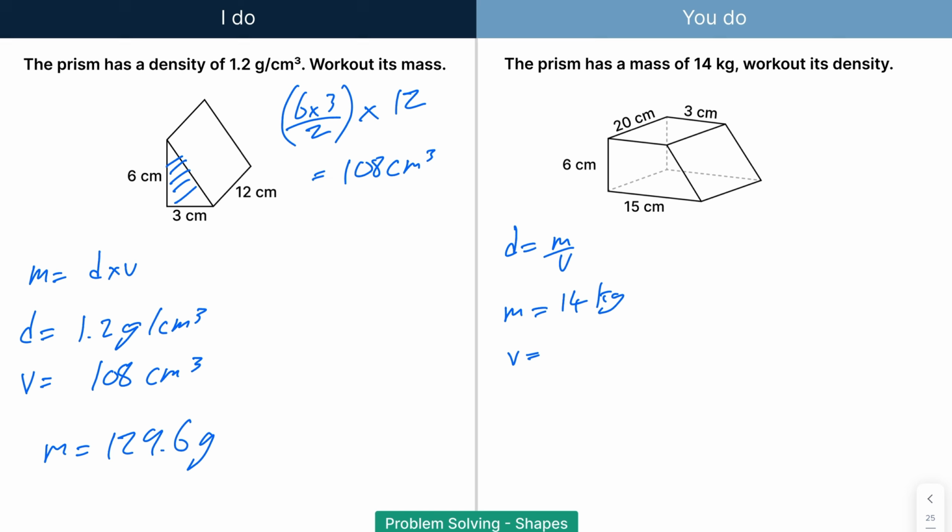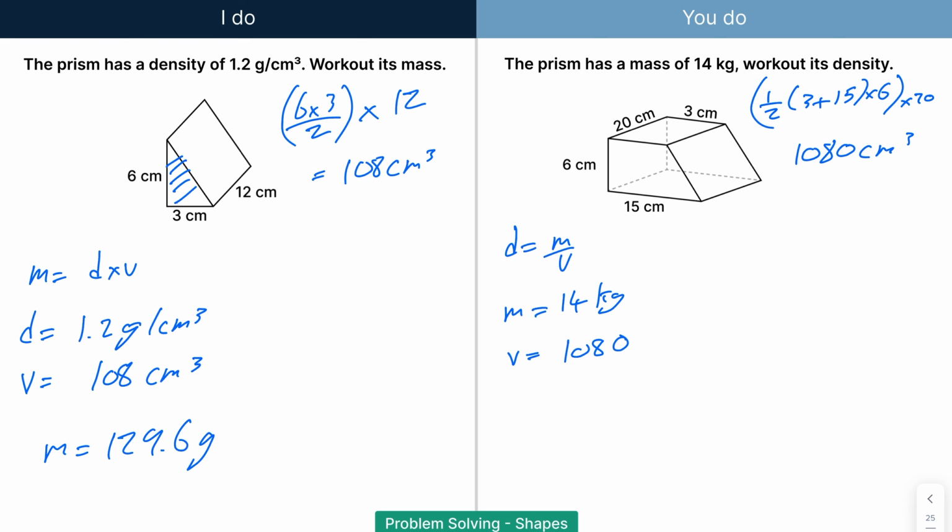So this is a trapezoidal prism, and we have to use the formula for that to find its area. So that'll be a half A plus B times the height, and then times that by the length, which is 20. So quite a bit going on here. So that will be a half 3 plus 15, which is your 18, times that by 6, and then times that by 20. So that's your volume.